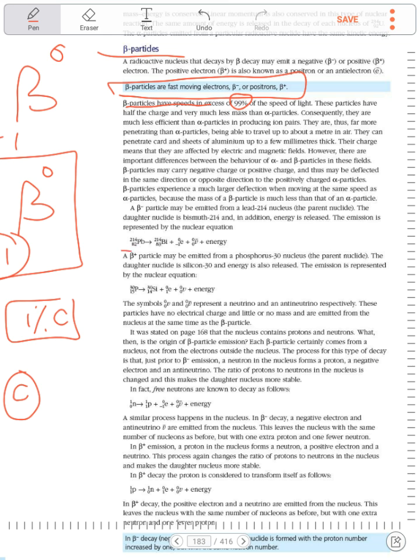Now, we have here an element, Pb, that changes to bismuth, an electron, which is beta negative, an antineutrino, and energy as well. There are important differences between the behavior of alpha and beta. In these fields, beta particles may carry negative charge or positive charge, and thus may be deflected in the same direction or opposite direction of the positively charged alpha particle in electric or in magnetic field.